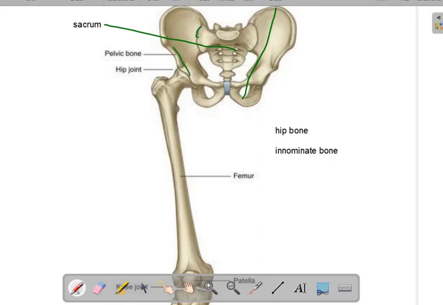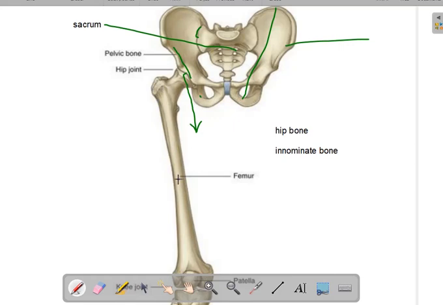This is the hip bone, articulating with the femur at the hip joint. This is the hip joint. Then the bones of the lower limb begin with the hip bone, forming the pelvic girdle, articulating on one side with the sacrum to transmit the weight of the body to the lower limb, and articulating with the femur at the hip joint.